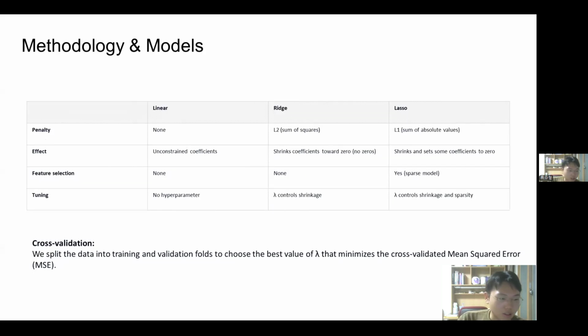Ordinary least squares minimizes the sum of squared residuals and provides a transparent baseline, but with many or correlated predictors, it can overfit. Ridge regression has an L2 penalty that shrinks all coefficients smoothly toward 0, stabilizing estimates without dropping variables. Lasso has an L1 penalty that can drive some coefficients exactly to 0, performing automatic feature selection and yielding a sparser, more interpretable model. Both have a tuning parameter lambda that we choose by cross-validation.